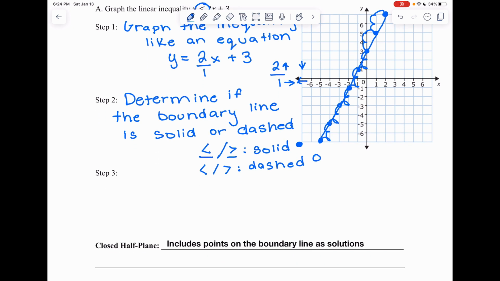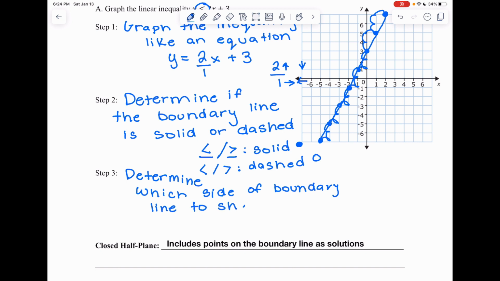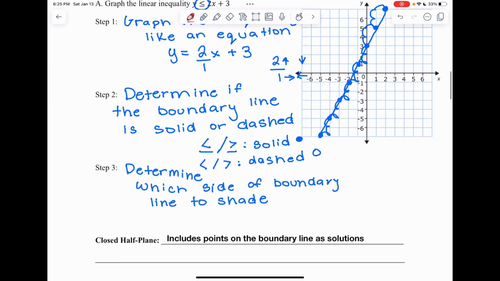And our final step, we have to determine which side of our boundary line we are going to shade. So we have to determine where are the solutions to our inequality. Are they above the line or below the line? One way to do this is by plugging in a point to test. I always like to test the point 0, 0 because 0 is a very nice number to plug in.